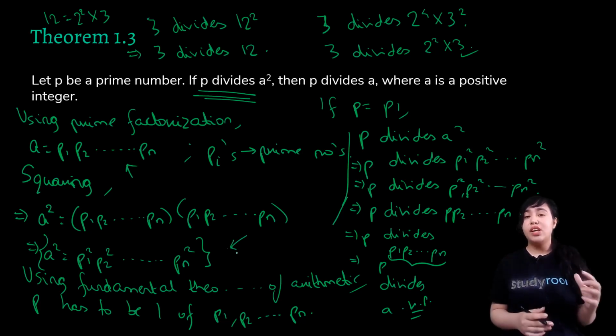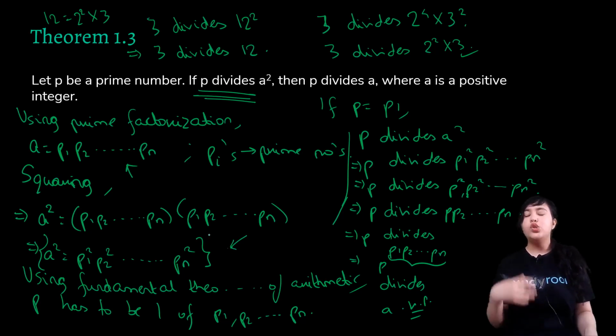So if you make use of the fundamental theorem of arithmetic, it means P has to be one of these Pi's only. So let's say P is equal to P1. So then again we write P divides A square, and A square is this expression, P1 square, P2 square going on till Pn square. Now instead of P1 square, I can write P square because I assumed P to be equal to P1, and this assumption was based on this theorem.